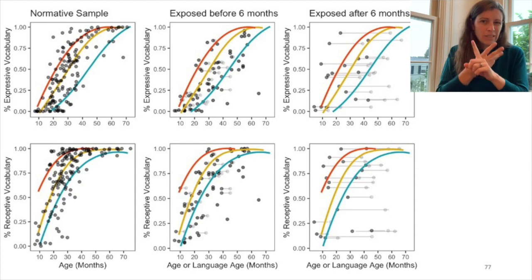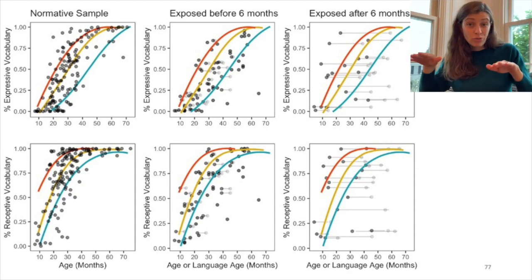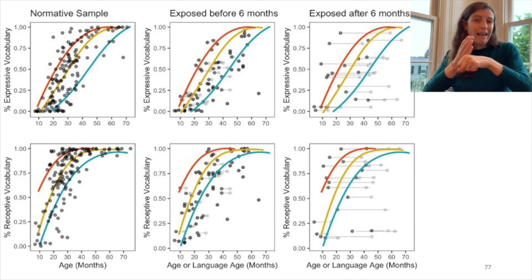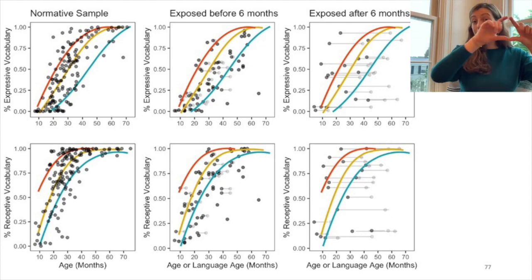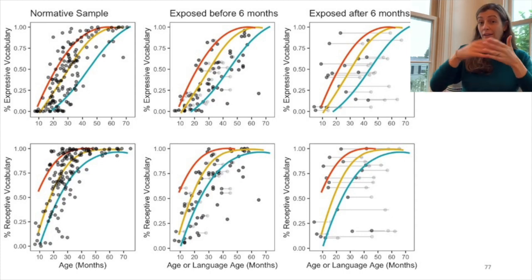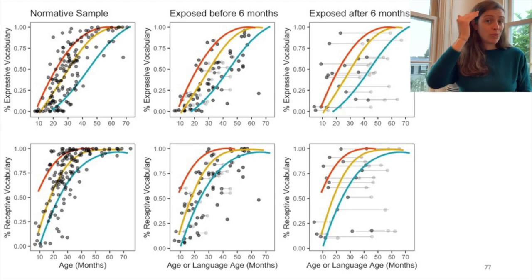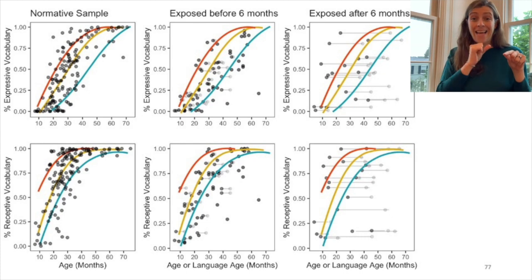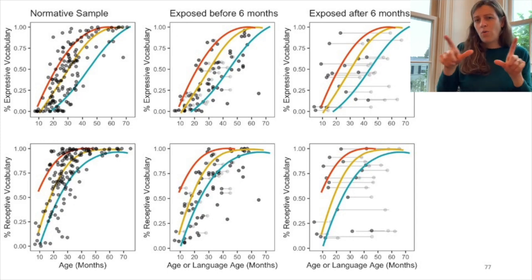In the middle, you can see the children who have deaf parents or who have hearing parents but were exposed to ASL before 6 months old. And on the right, those who have hearing parents and were exposed to ASL after 6 months, so between 6 and 36 months. The top graphs show expressive vocabulary and the bottom 3 graphs show receptive vocabulary. In all of these graphs, you can see vocabulary size on the y-axis. That's the percentage of signs the child knows, and then chronological age or language age on the x-axis.